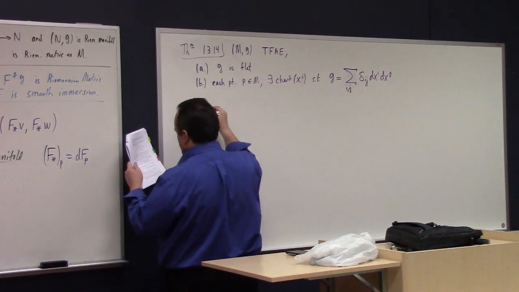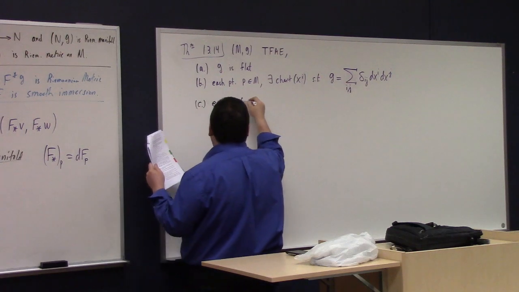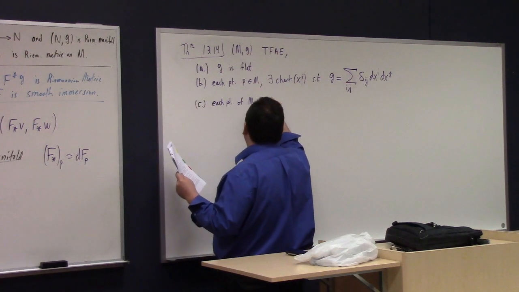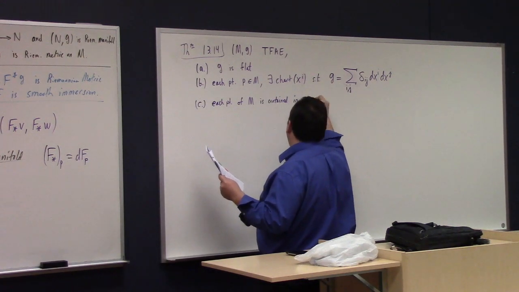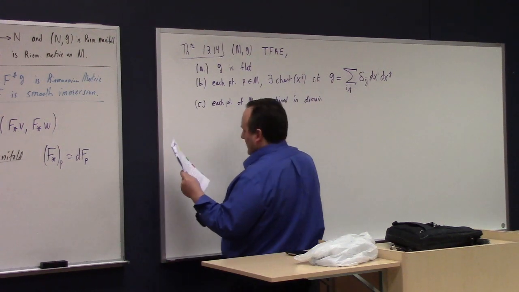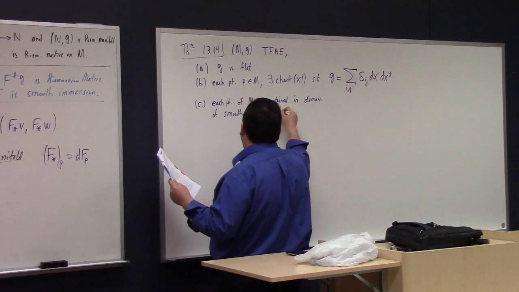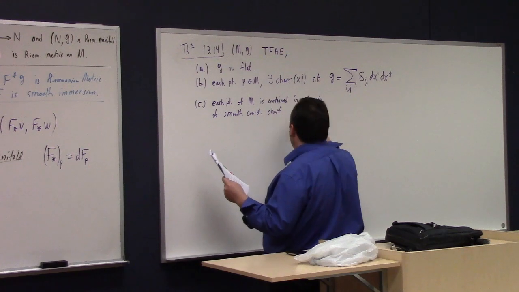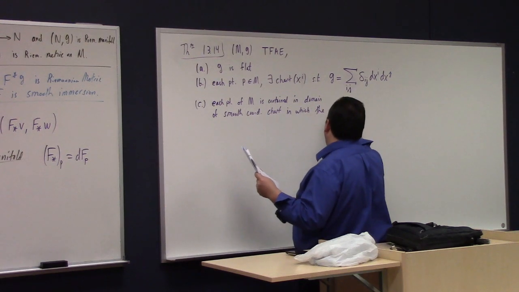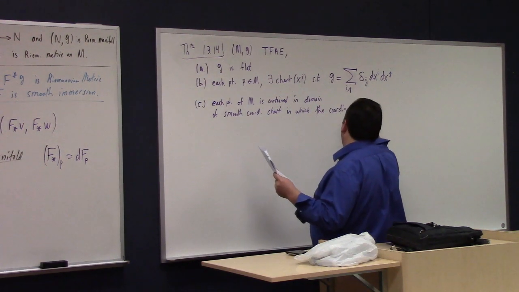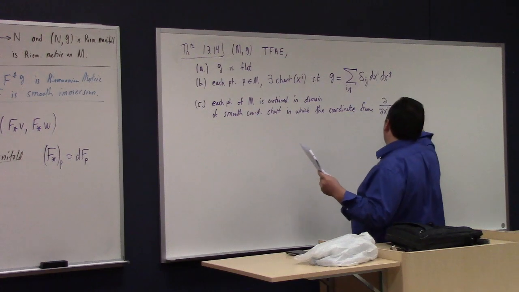And then C: each point of M is contained in the domain of a smooth coordinate chart in which the coordinate frame is orthonormal. So that's this one, right.